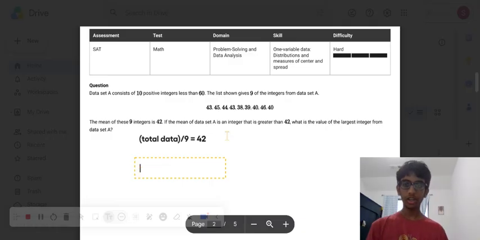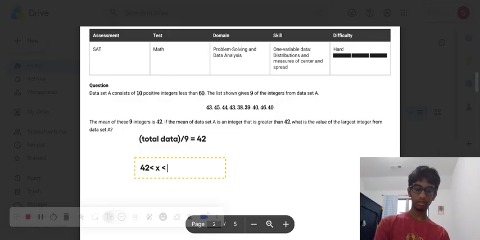So what do we know? We know that the mean is 42 in our 9 integers, and the mean of dataset A is greater than 42, which means that we're including a value that is greater than 42. Right? And say our value is x, and we know that it has to be less than 60, because it says dataset A consists of 10 positive integers less than 60.